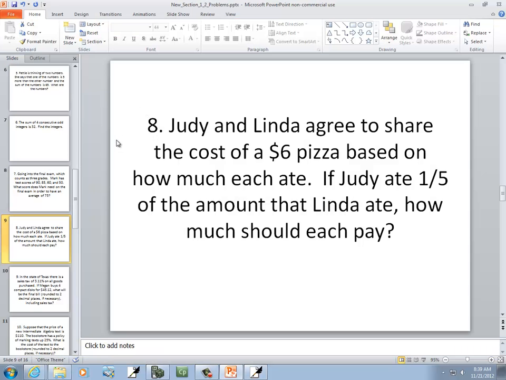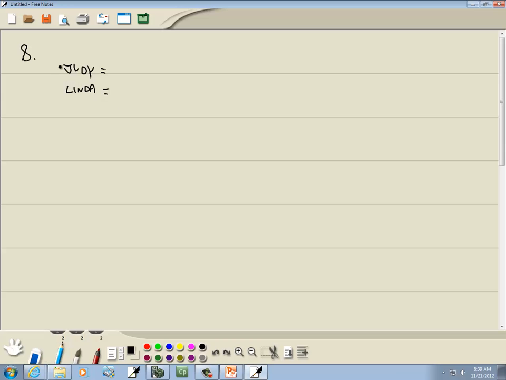Oftentimes, a problem puts one in reference to the other. And that's pretty vague, isn't it? Puts one in reference to the other, but it has to be that vague because each problem is different. It says here if Judy ate 1/5 of the amount that Linda ate, so Judy's amount that she ate is being put in reference to Linda. Well, the one that's being put in reference to is your x. So that'd be your x.